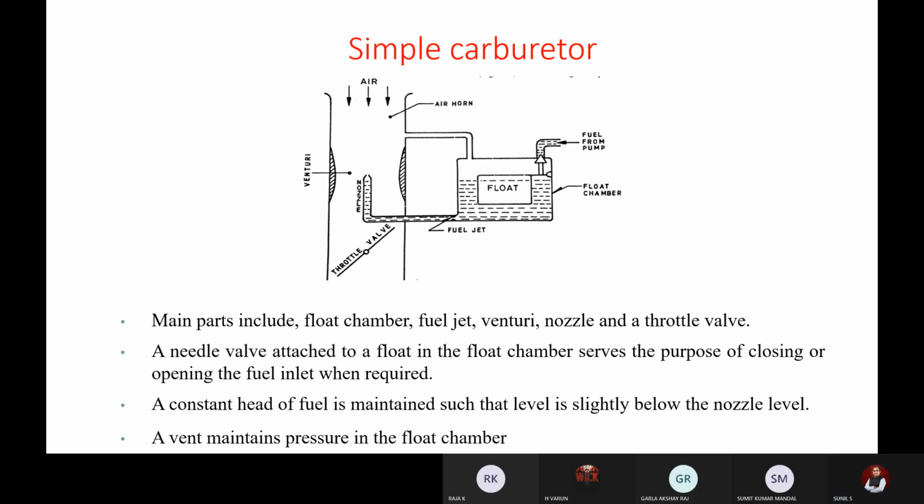Coming to the working, this is the throttle. Whenever the throttle is opened, what happens? Suction is created here, so more air starts flowing through this passage. Because of this bulged structure, there will be a Venturi effect. What do we mean by Venturi effect? Whenever the area of cross section decreases, the velocity of flow of air increases, and the pressure in this region decreases.